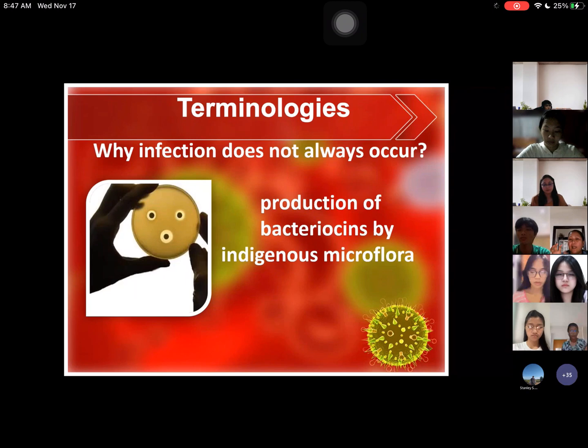And then the bacteriocins, okay, aside from the ones that have antibacterial factors, like the one that I mentioned earlier, are actually produced by indigenous microflora or our normal microbiota. So they are non-pathogenic microorganisms that usually reside in our system that may not affect our health, but in one way or another can also help us to kill or destroy certain invaders or microorganisms.